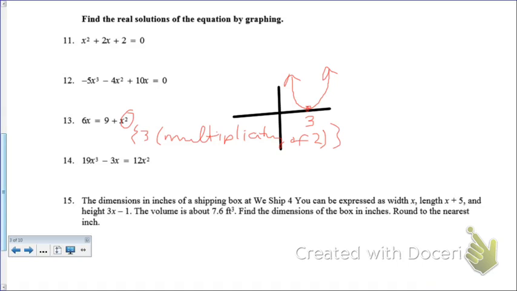Okay, number 14, same thing. Where does it cross that x-axis? That's where our real solutions are. And we have 3 solutions, but we actually only have 2 real ones.